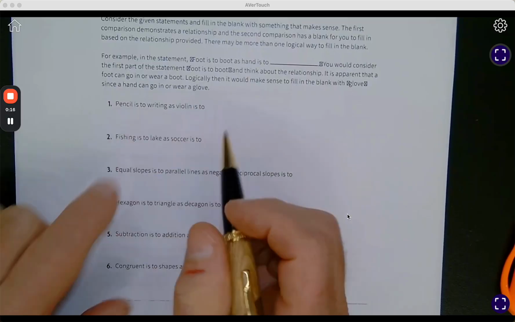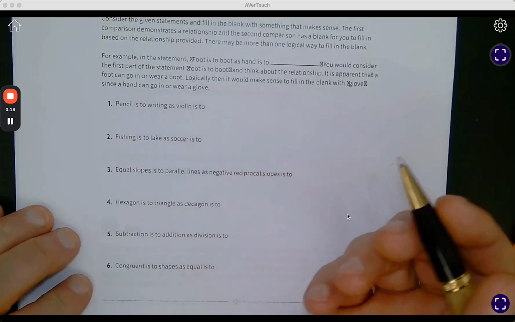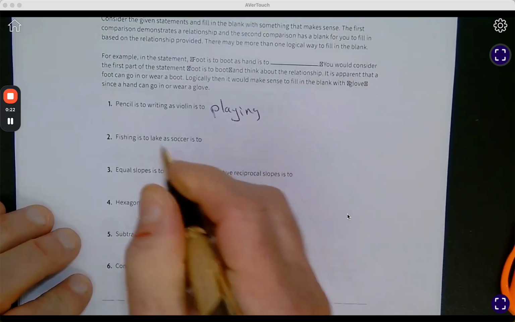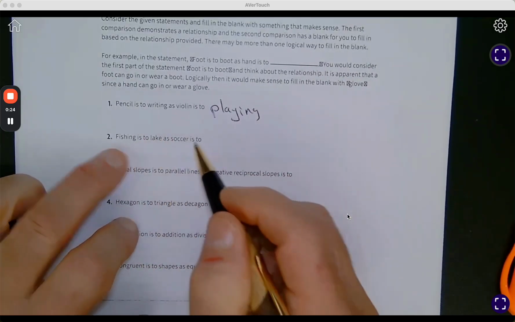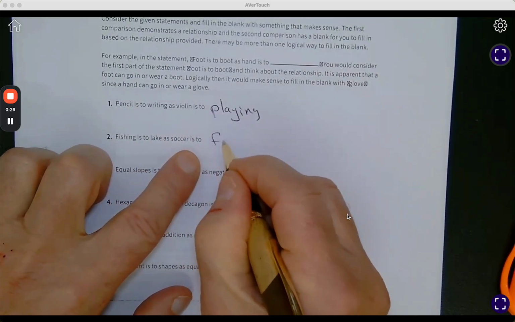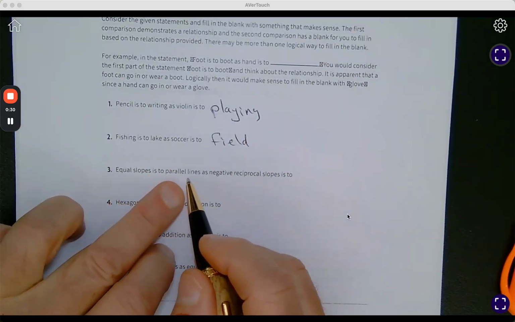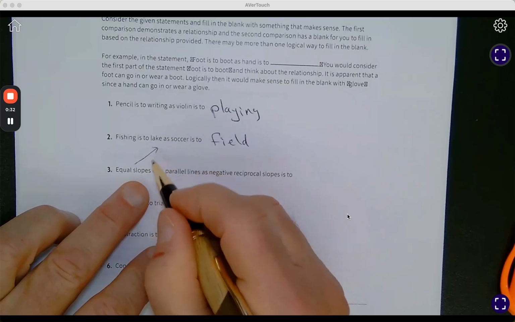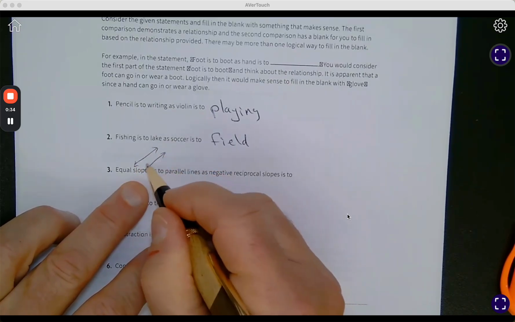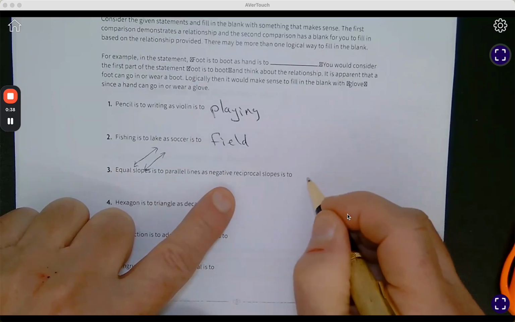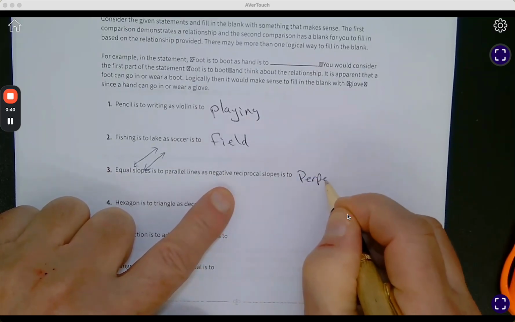Pencil is to writing as violin is to playing. Fishing is to lakes because you fish in a lake and you play soccer on a field. Equal slopes is to parallel, right? Because lines that have the same slope are parallel, as negative reciprocals are to perpendicular lines.